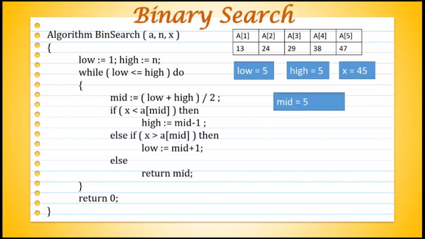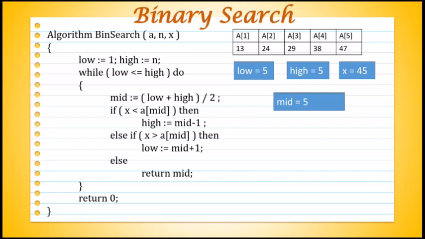So now we will check the if condition. So a of mid means a of 5. The value which is present in a of mid is 47, and that will be compared with 45. So 45 is less than 47. Yes, this condition is true.